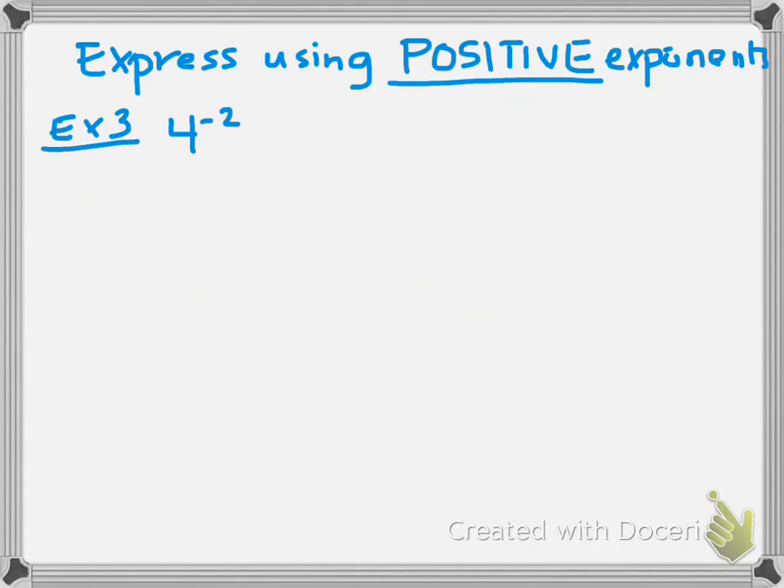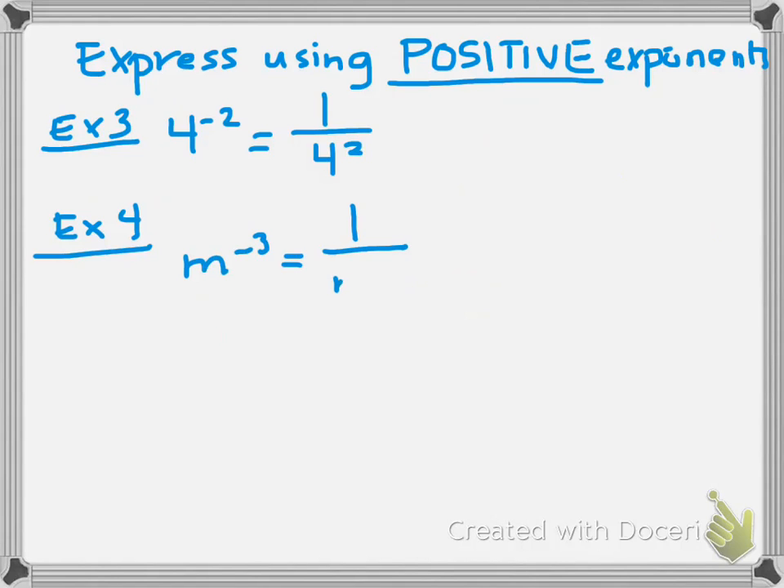Now we're going to be expressing using positive exponents. Example 3, 4 to the negative 2 is the same as saying 1 over 4 to the second. Example 4, m to the negative 3 is the same as saying 1 over m to the third.